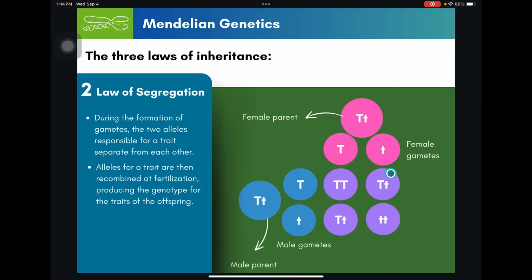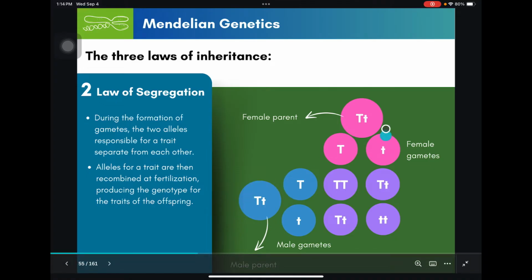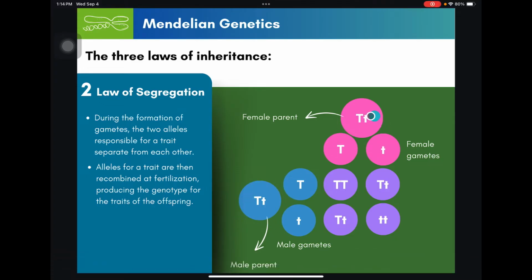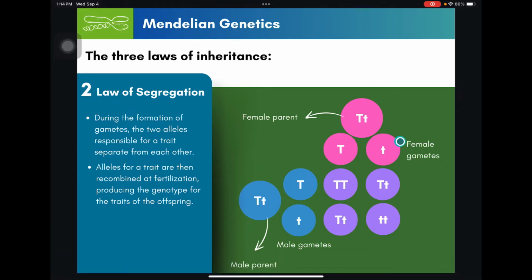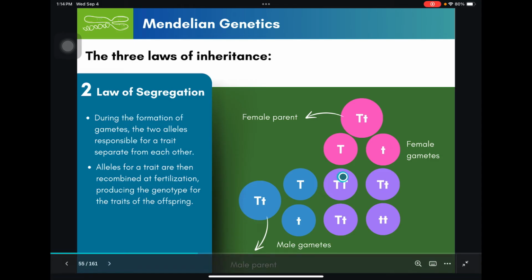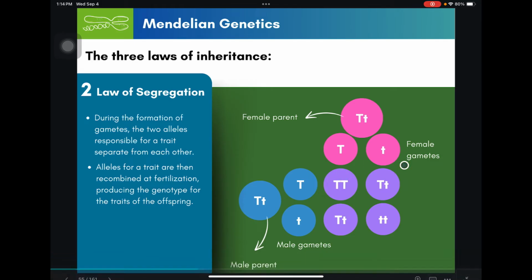The law of segregation, on the other hand, states that during the formation of gametes, the two alleles responsible for a trait separate from each other. So for example, this one is from your mother and this one is from your father. The two alleles separate, and they are the ones being randomized during the genetic process. This is basically your Punnett square. Alleles for a trait are then recombined at fertilization, producing the genotype for the traits of the offspring. So that's a very random set of possible combinations.